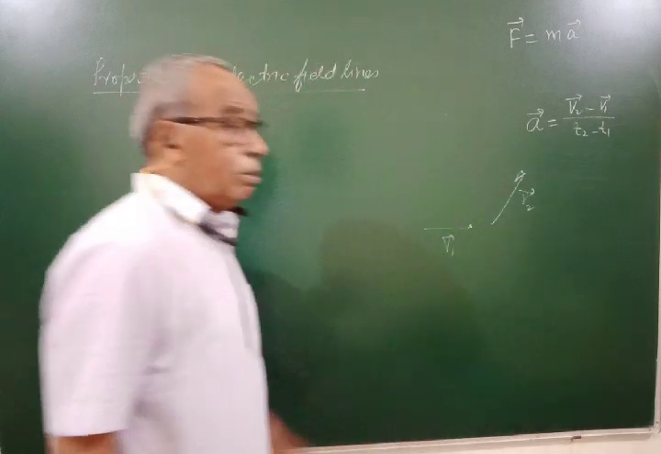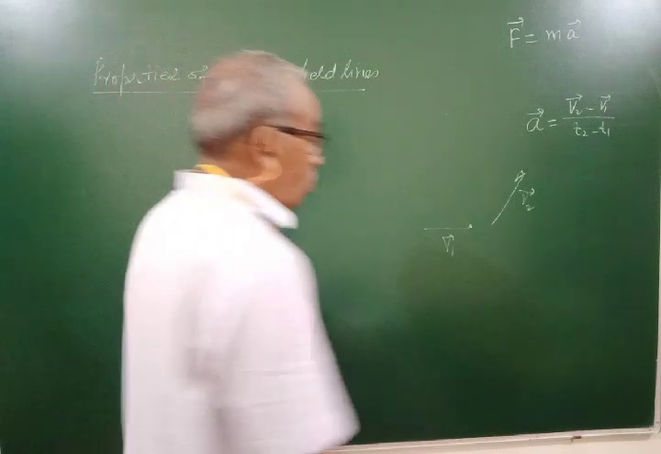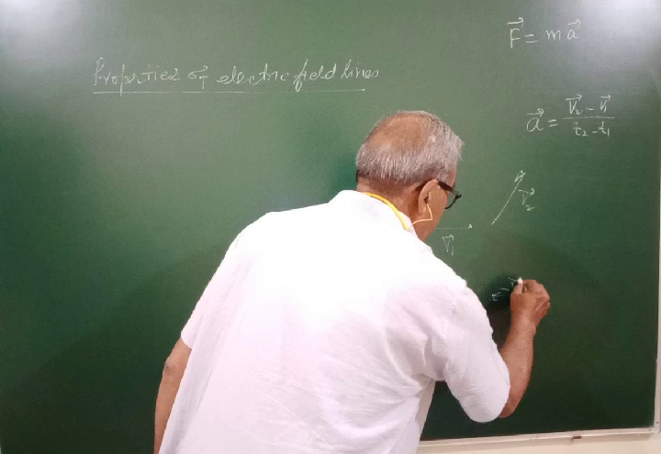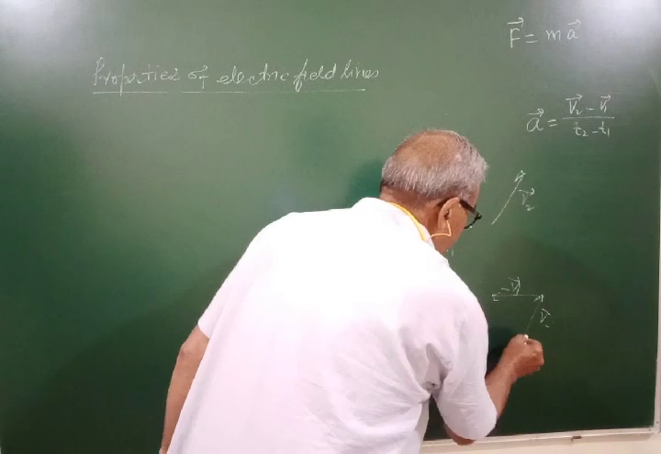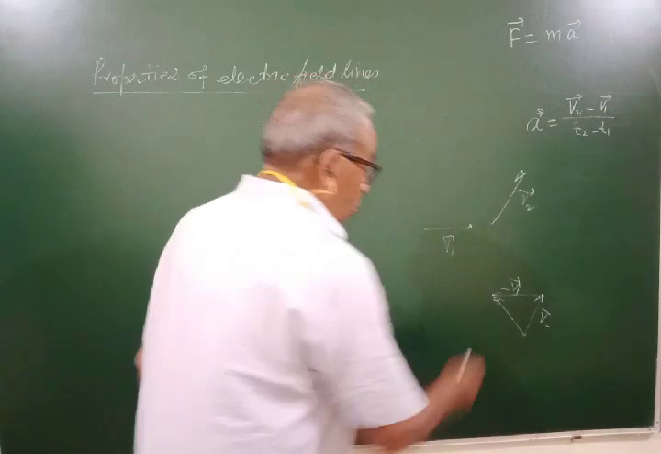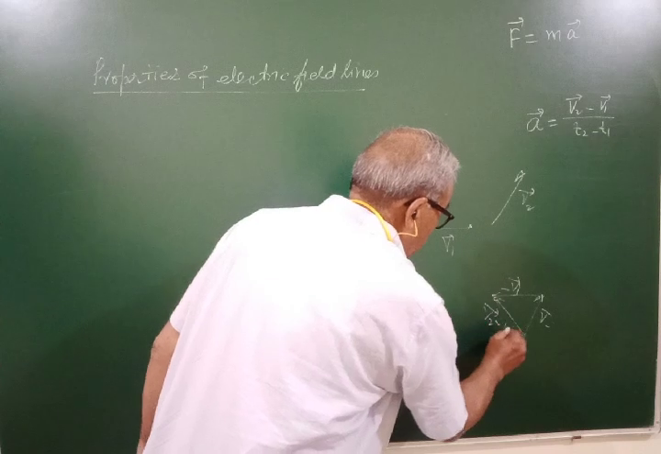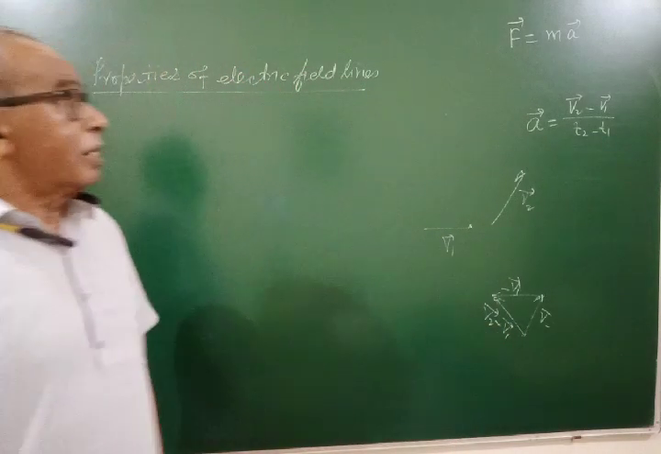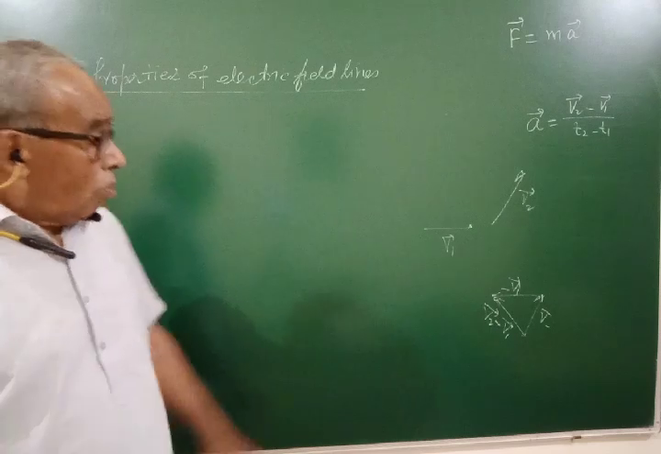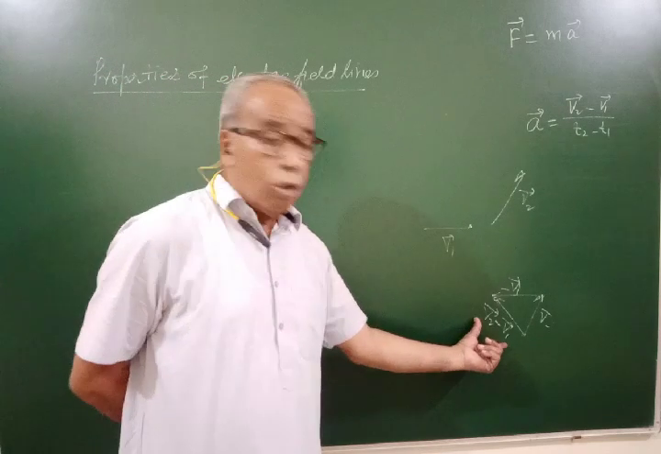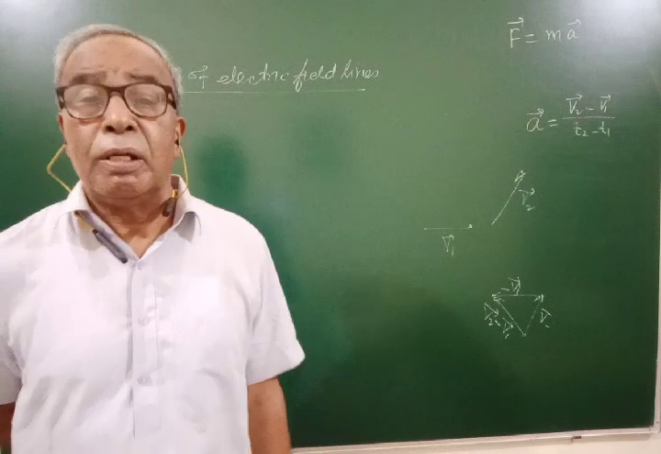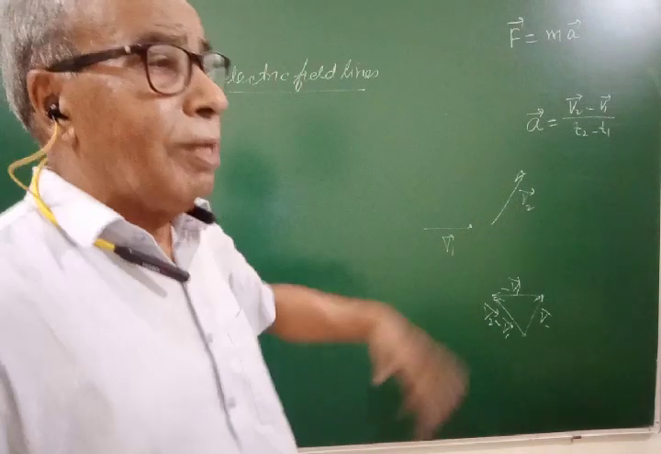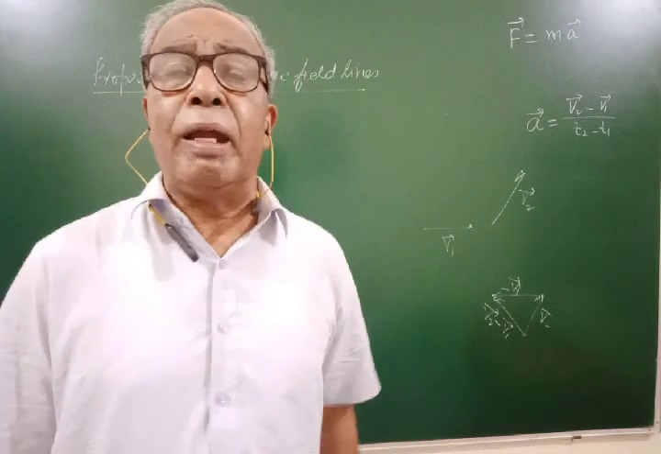Then you have learnt subtraction of vectors. v2 minus v1 is this. So it is like this. v2 minus v1. So the direction of acceleration is again along the change in velocity, the difference of velocity. It depends on the situation. It may be along velocity, may be opposite to velocity, may be at any other angle.